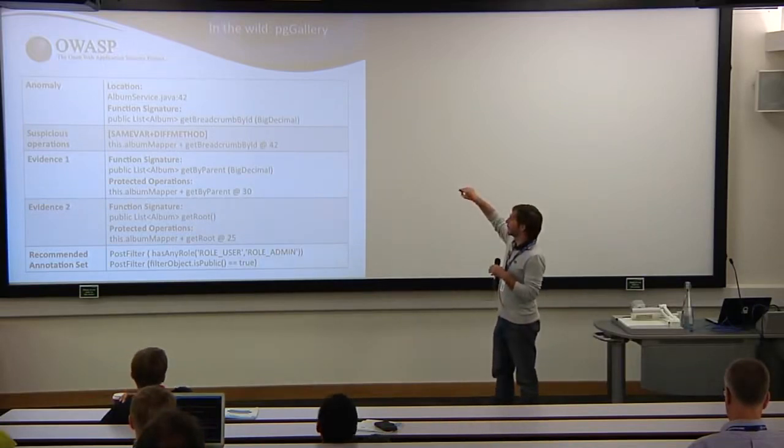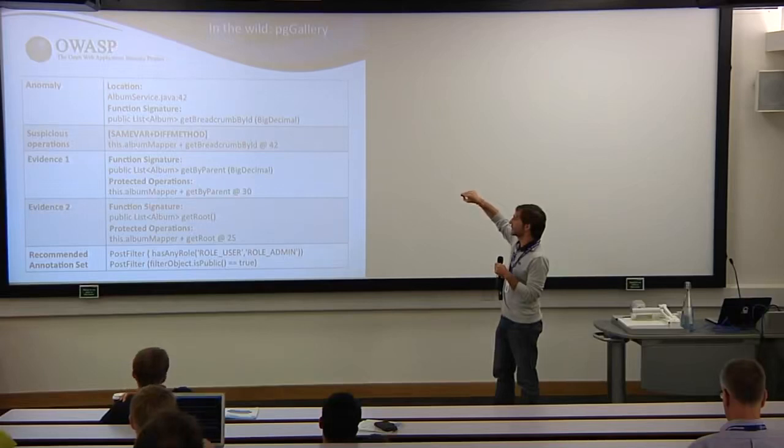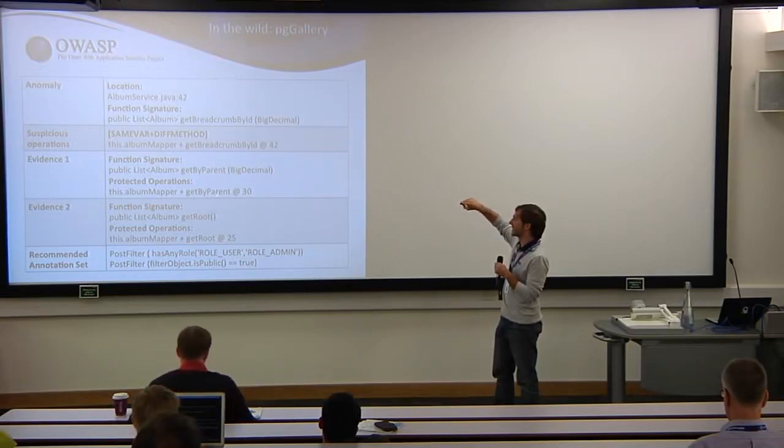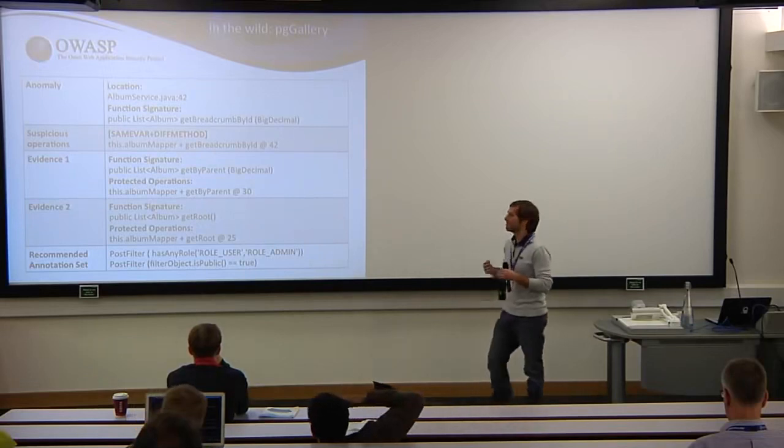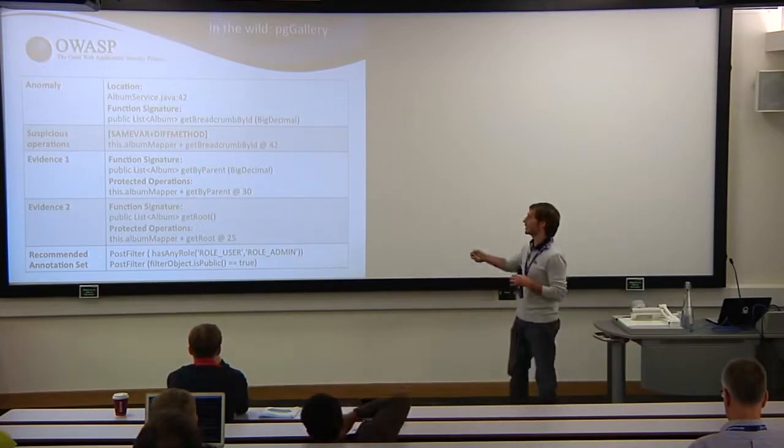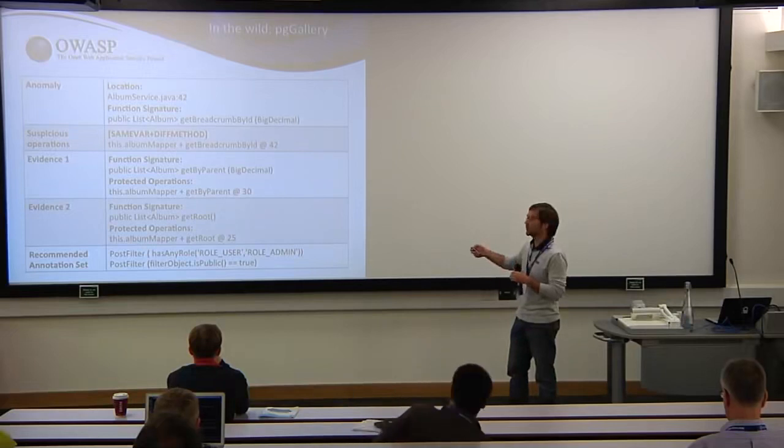In this case, the get breadcrumb by ID is calling this operation here, get breadcrumb by ID on this album mapper. And we found not one, but 2 evidences of operations on this album mapper that are being protected by this set of annotations here. So even if get root and get by parent have nothing to do with get breadcrumb by ID, we report it as a lower severity finding, saying that it may be that you're missing something here. And actually, they acknowledged that this is a true positive.